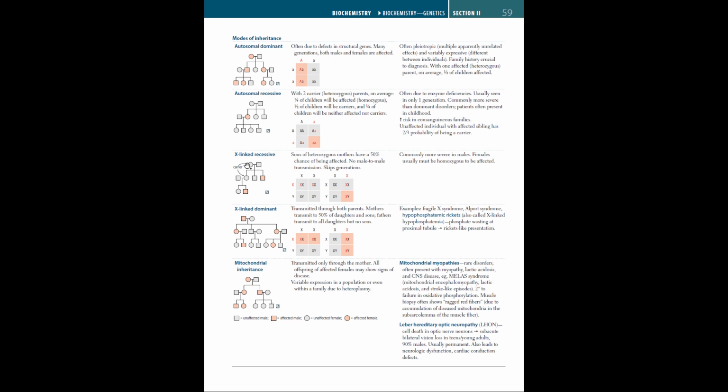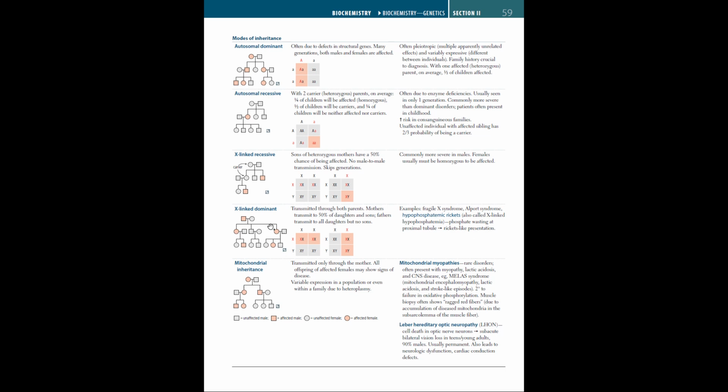Then there's X-linked recessive, where sons of heterozygous mothers have a 50% chance of being affected. There's no male-to-male transmission, and this skips generations. This is commonly more severe in males, with females usually needing to be homozygous to be affected. Then there's X-linked dominant, which is transmitted through both parents. Mothers transmit to 50% of daughters and sons. Fathers transmit to all daughters, but no sons. Examples for this are fragile X syndrome, Alport syndrome, and hypophosphatemic rickets, also called X-linked hypophosphatemia, where phosphate wasting at the proximal tubule leads to a rickets-like presentation.